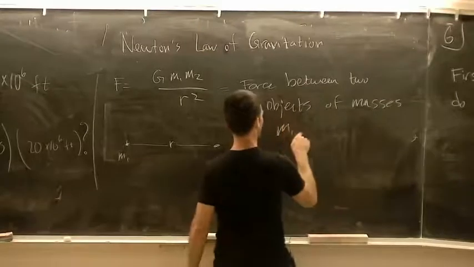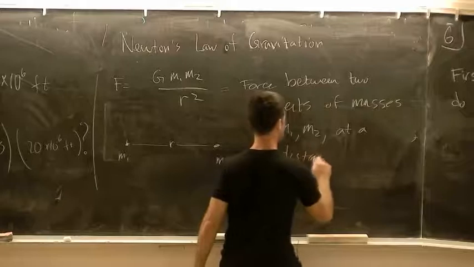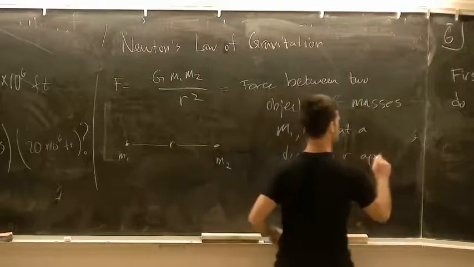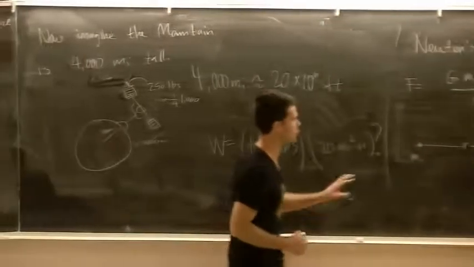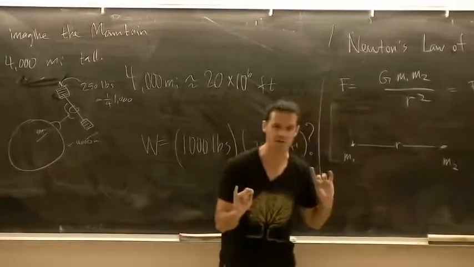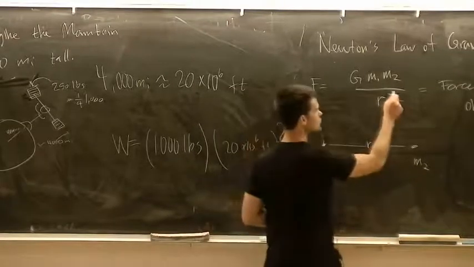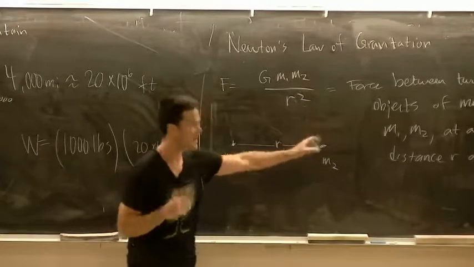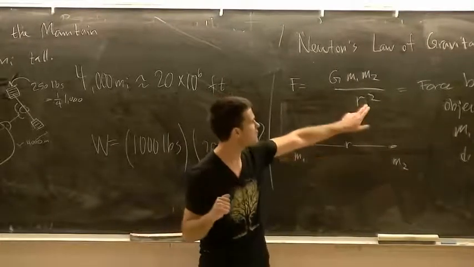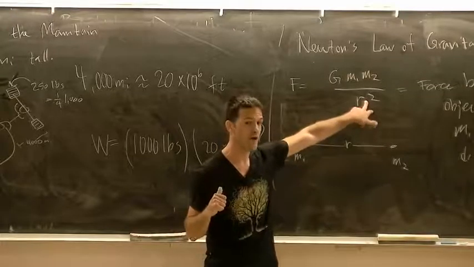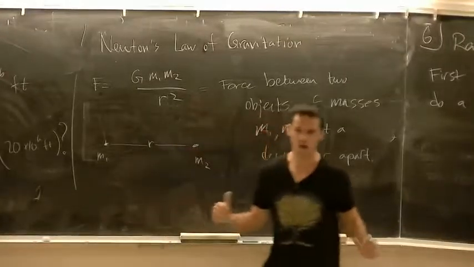Of masses m1, m2 at a distance r apart. Okay, I'm not really going to get too much into that, but what I just wanted to point out was the key fact. All I really care about for the purpose of this problem was the two right here. The fact that if you made two objects twice as far apart, that factor of two would get squared and would actually cut the force between the objects, okay?